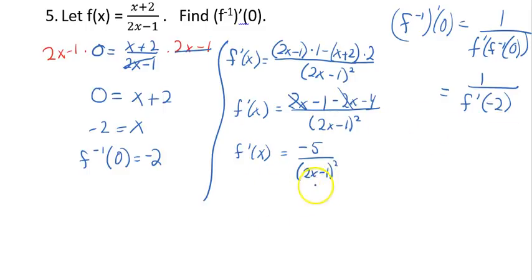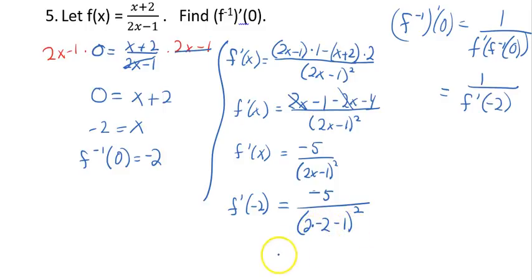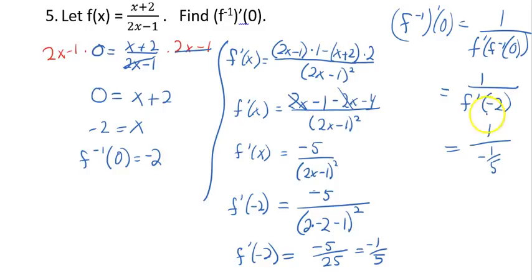And then plugging in the negative 2 isn't that bad. So f prime of negative 2 will be negative 5 over 2 times negative 2 minus 1 squared. So that would be a negative 4 minus 1, which is a negative 5. Squared will be a positive 25, and this becomes negative 1/5. Now, since that's negative 1/5, I plug it in up here, where it replaces the f prime of negative 2, and I have to flip and multiply. So I get negative 5 as my answer on this one.